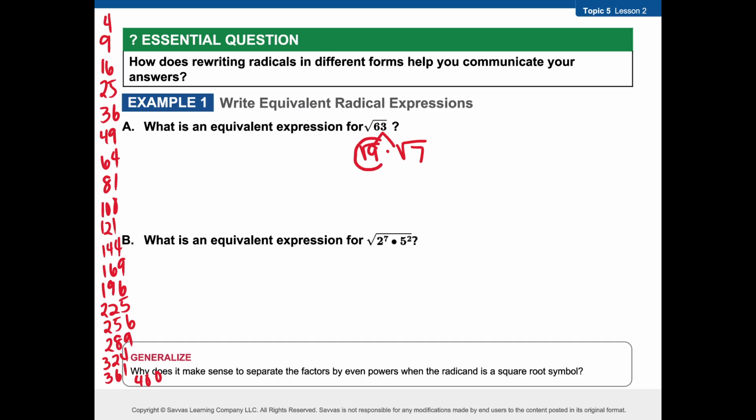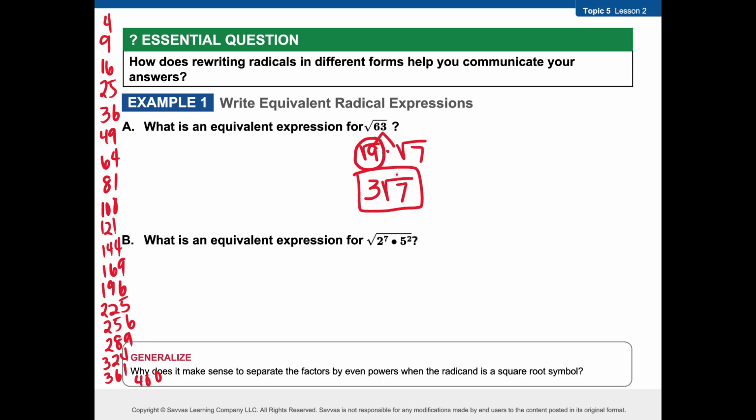Since 9 is a perfect square, you can type this in your calculator, square root it, and a 3 comes out. There is no other perfect square that can go into a 7, so 7 stays inside the radical, and this would be your simplified expression. There is nothing else you will be able to do with this problem.